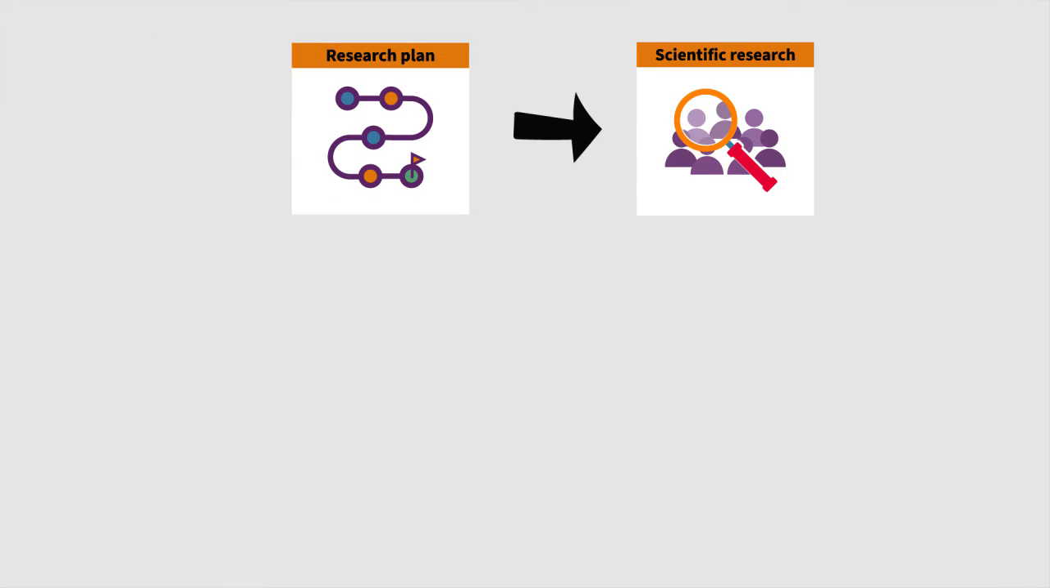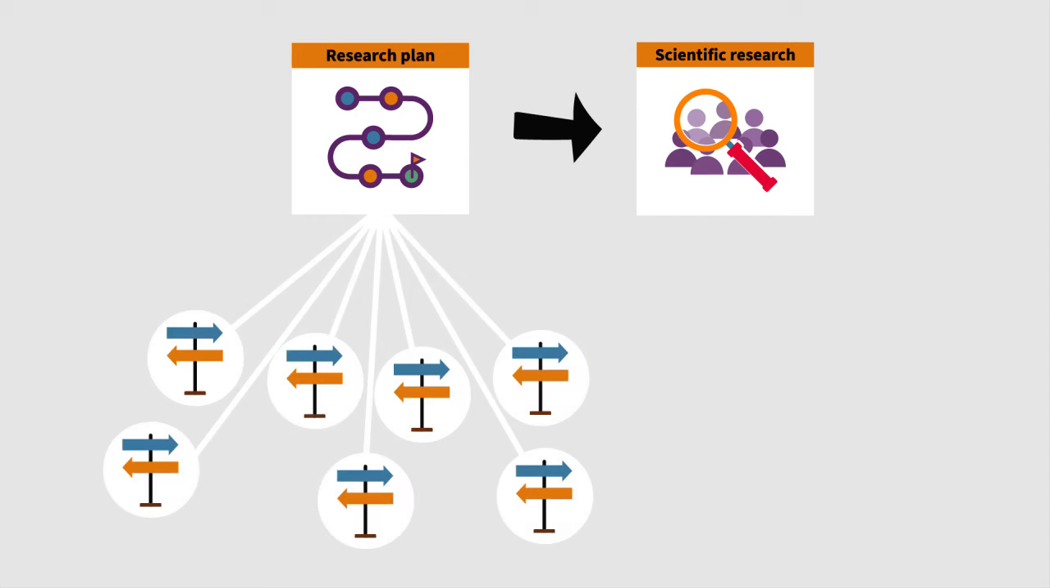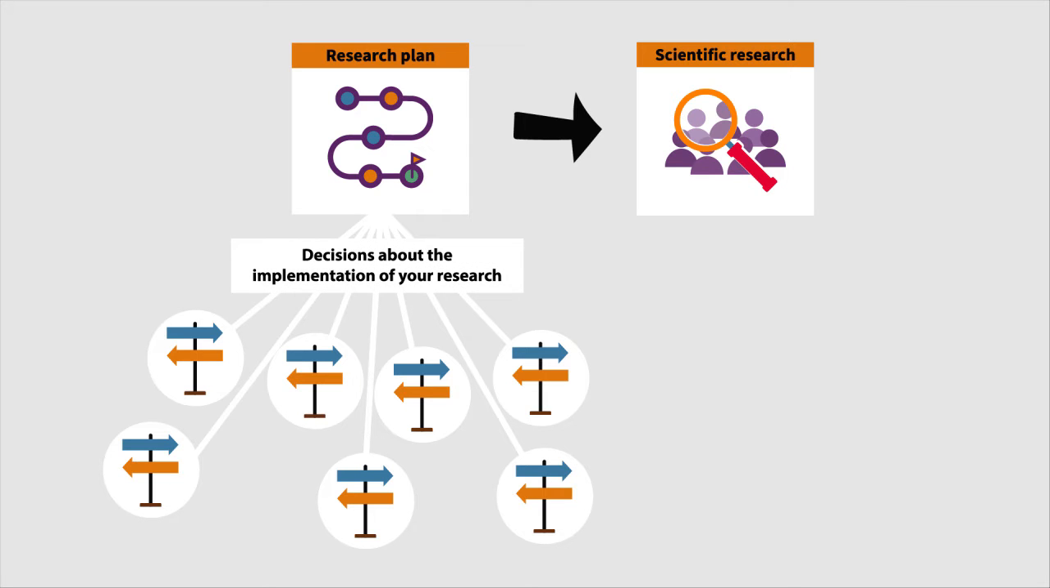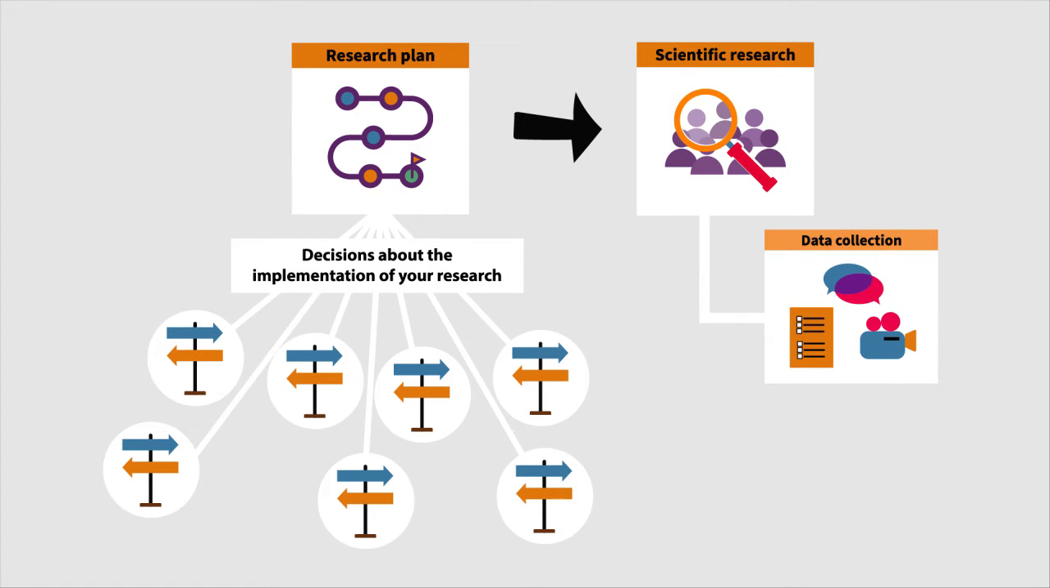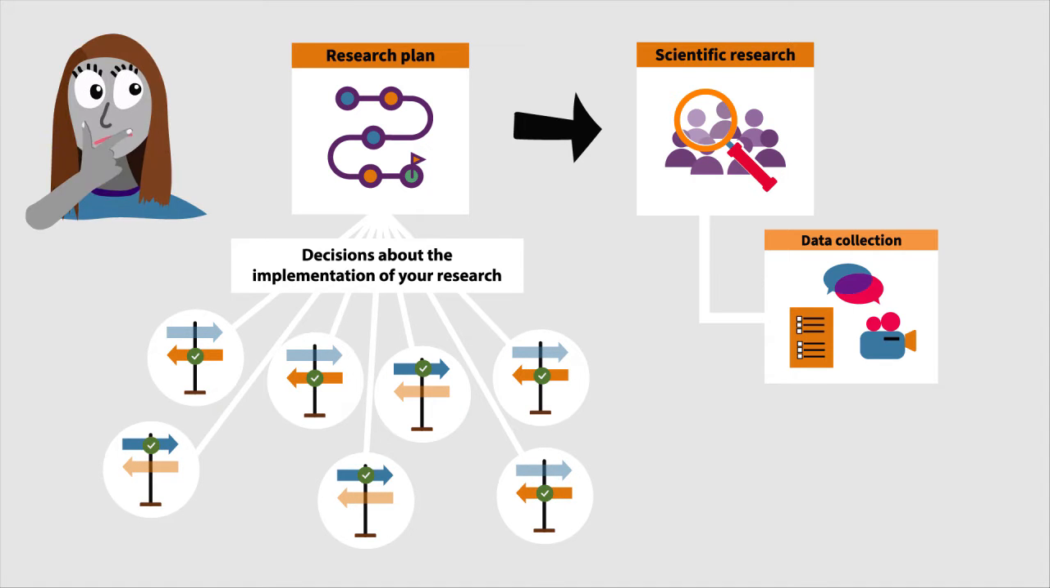Before you conduct scientific research, you write a research plan. This plan contains all the important decisions you have to make about the implementation of your research, so the decisions you make before collecting data. In scientific research, you will have to make many decisions. Doing good research takes a lot of thinking.